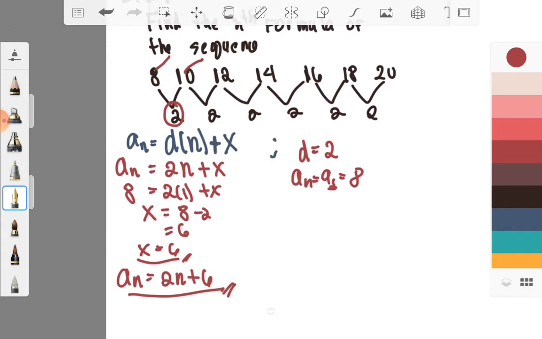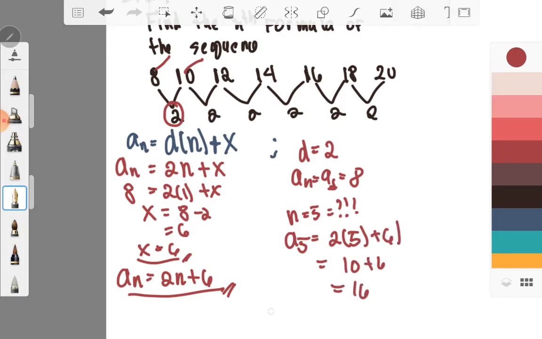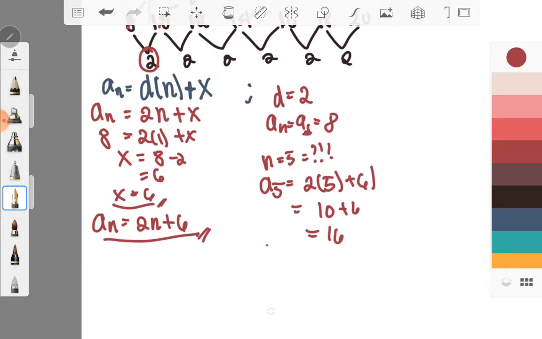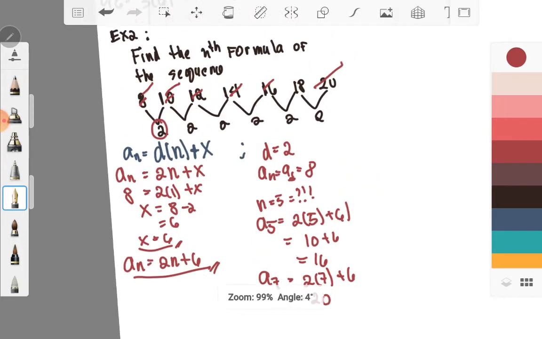Okay, let us solve the problem. So let's say n is equal to the fifth term. If n is equal to 5, what is the value of an? So a5 is equal to 2 multiplied by 5 plus 6. Is it 10 plus 6? Is it 16? So let's check: first term, second term, third term, fourth term, fifth term. Okay, what is the value of my seventh term? A7. So 2 multiplied by 7 plus 6, which is equal to 20. Okay, which will make our equation true.